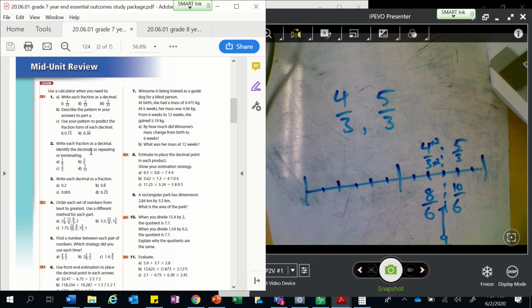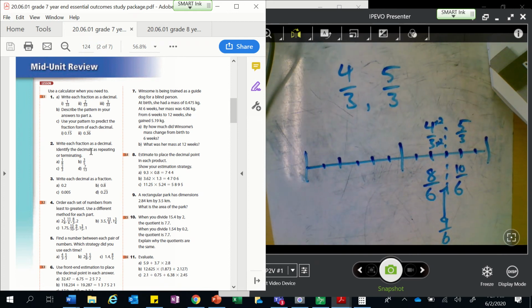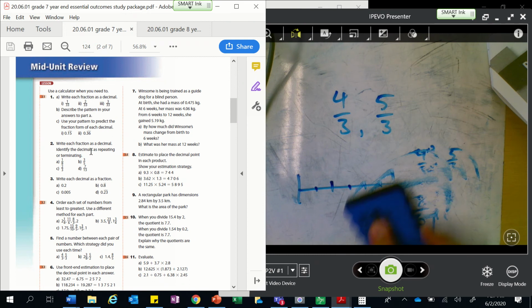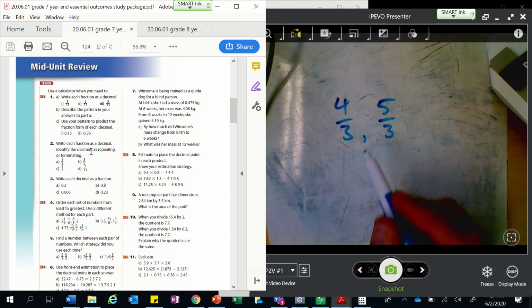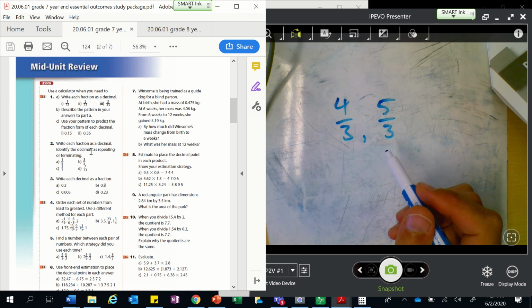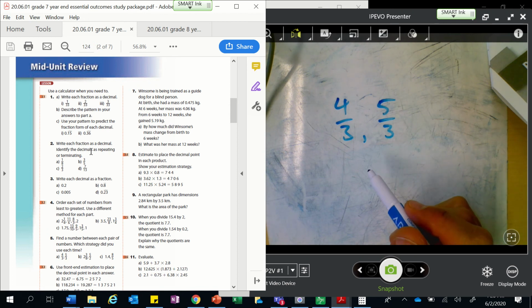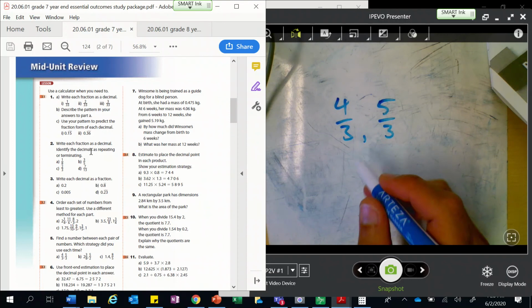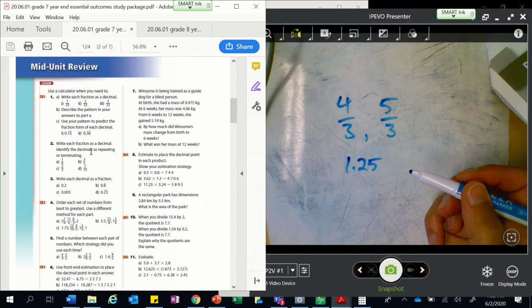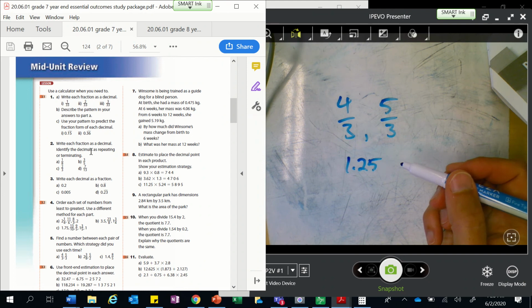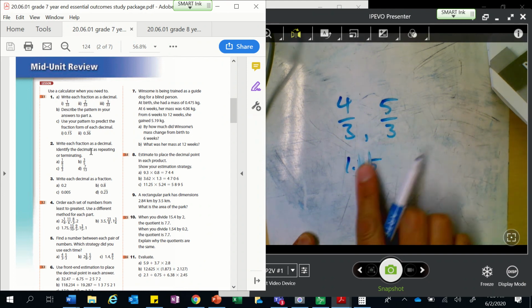over 6. Now that is one strategy that a person could use. Here's another strategy a person could use. I could try to change these into decimals and then put the decimals back into a fraction. So let's see, I could go 4 divided by 3 is 1.25. Oh, I totally made a mistake, my bad.